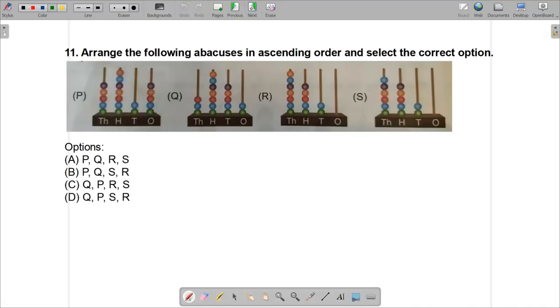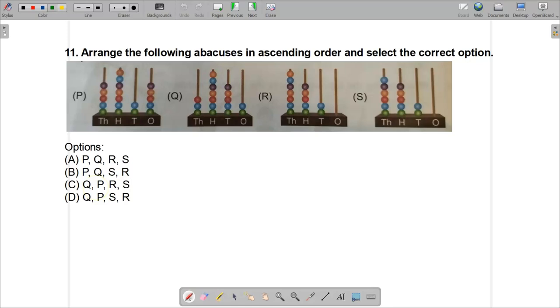11th question is: arrange the following abacuses in ascending order and select the correct option. They have given 4 options of abacus. We need to first find out what numbers are represented in each abacus and then arrange them in ascending order. According to the ascending order, we have to pick the option here.